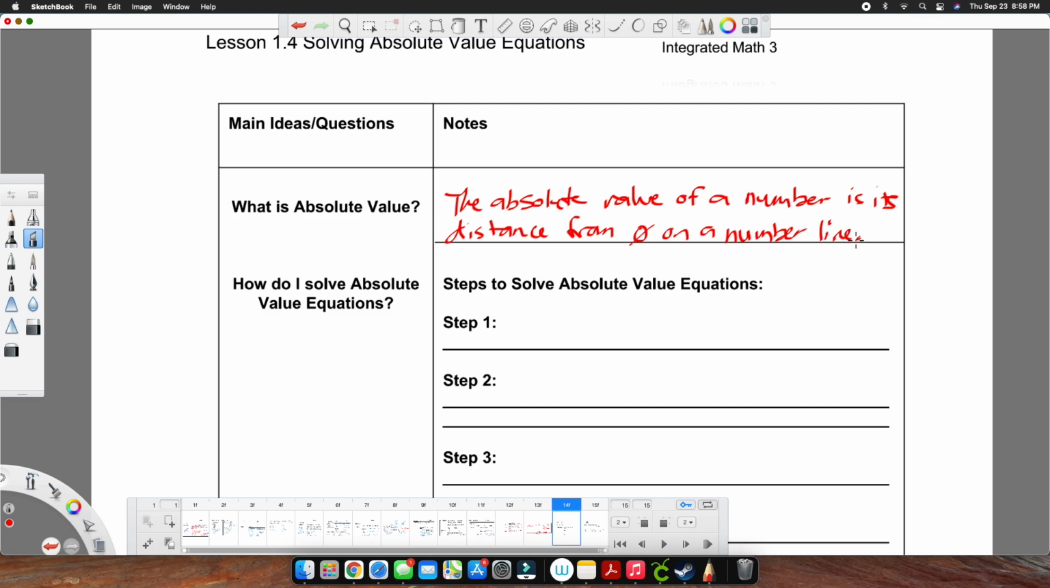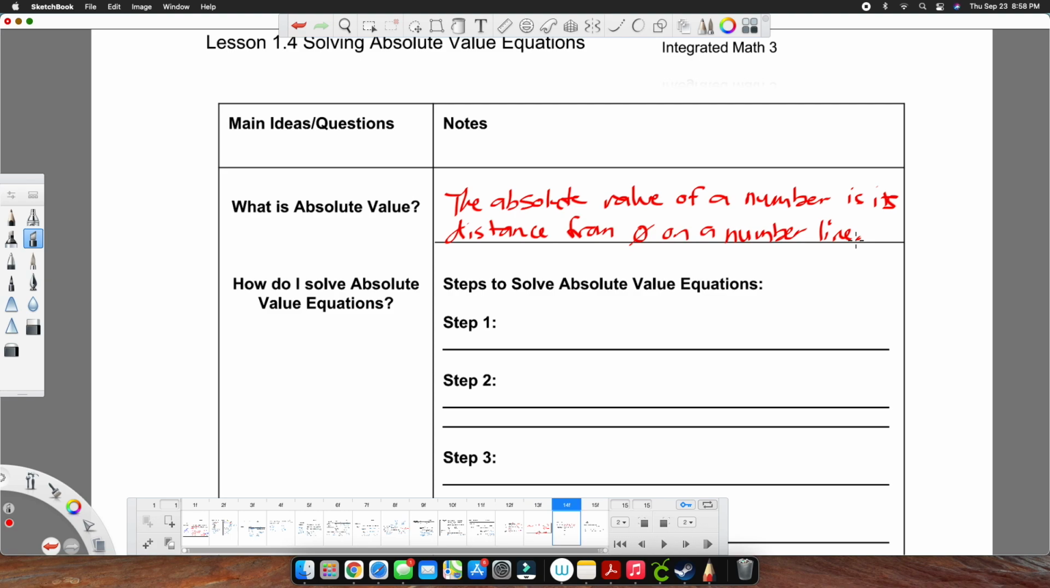So that means we're not really looking at positive or negative. We're kind of looking at left or right. How far away is it from 0? So we don't call it negative or positive. We say the absolute value is, and we say how far away it is.